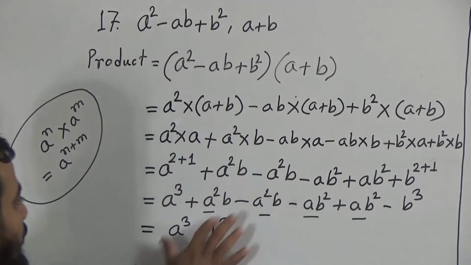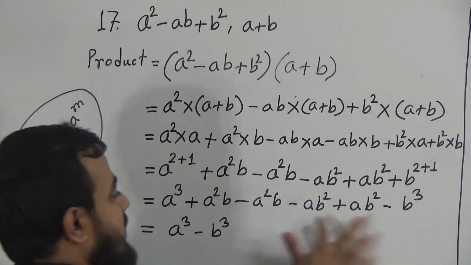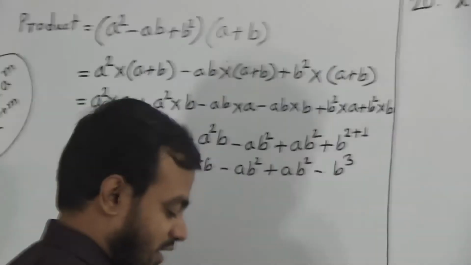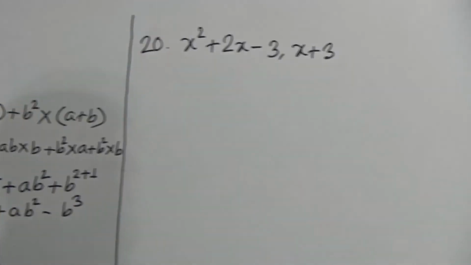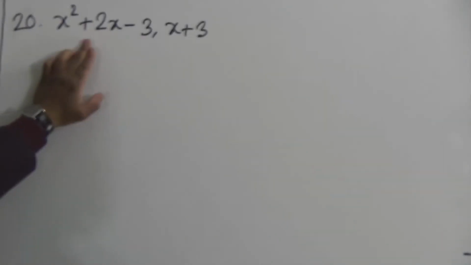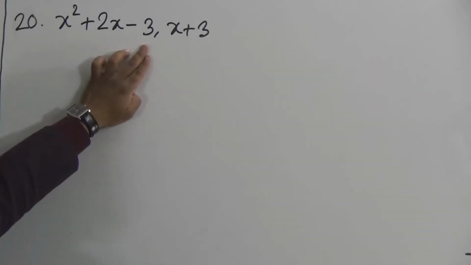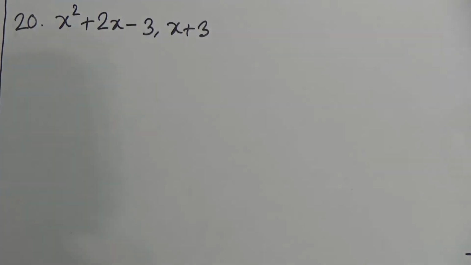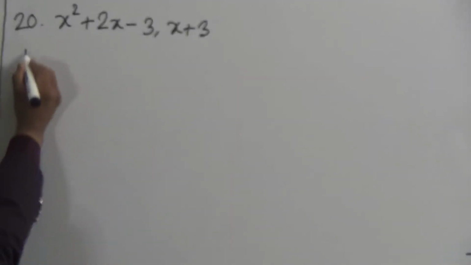I think you have understood, my dear students. Now I am going to solve the next one, number 20. I have written 20 on the right side. It's also two polynomial expressions. The first expression is x square plus twice x minus 3. We need to multiply it with the second expression, x plus 3.